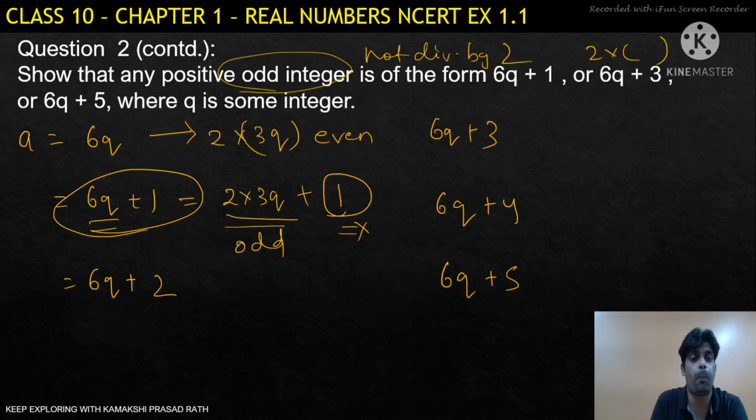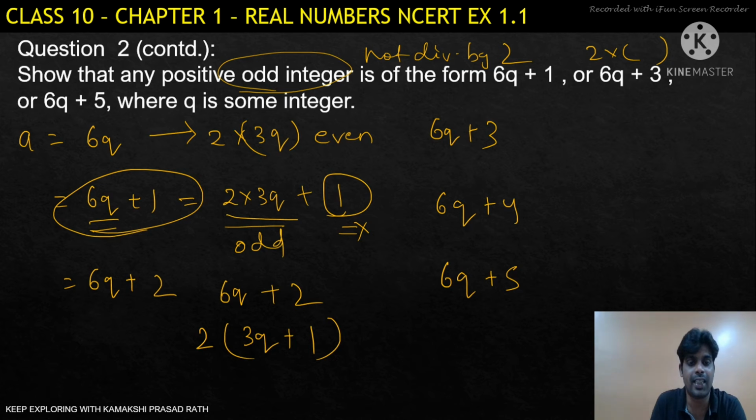Now 6q plus 2. First let's consider 6q, then we'll consider 2. Now when we take out common, from 6q I will get 3q, from 2 I will get 1. So it is clear that 2 into something we are getting. So here 2 into 3q plus 1. So this shows that 2 into something means it is always even.